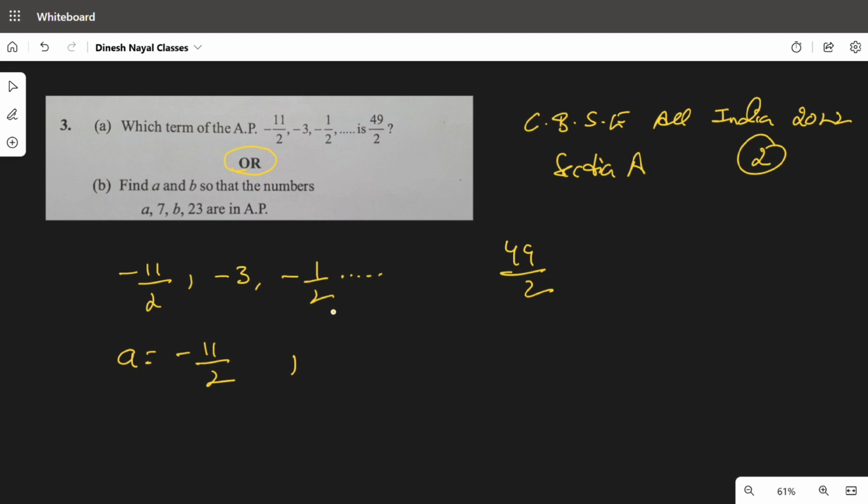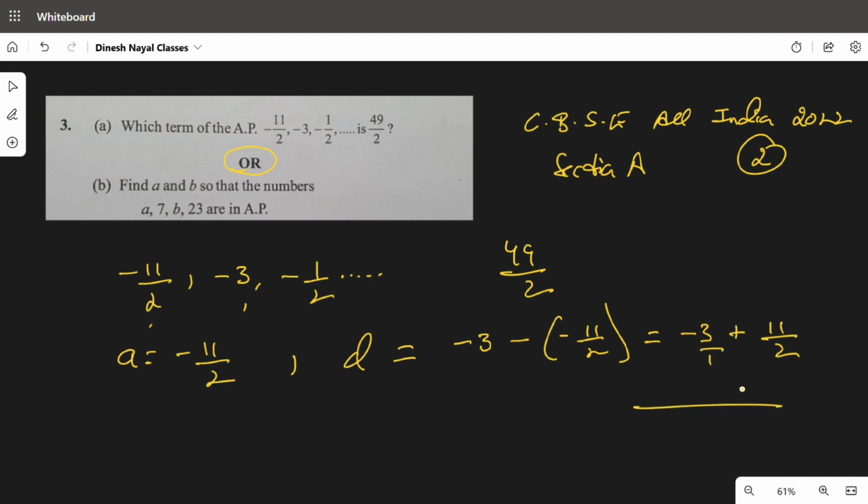And since this is an AP, the common difference can be calculated by subtracting this term from this term. So common difference will be minus 3 minus of minus 11 by 2, because you have to subtract them. Minus minus becomes positive, so minus 3 plus 11 by 2. I put 1 over here, take the LCM, which is 2. So this goes 2 times, so this is minus 6 plus 11, which is 5 by 2. That means the common difference of this AP is 5 by 2.